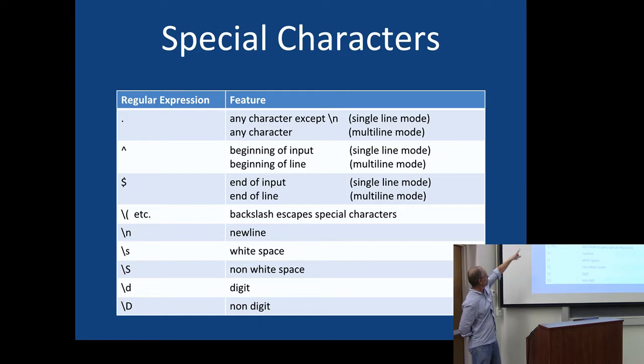There are other special characters, like caret matches the beginning of the line or the beginning of the input, depending on what mode you're working in, and dollar matches the end. So let's say you want to match an entire string, you've got to put caret at the beginning and dollar sign at the end if you want to match the pattern against the entire string and not just a piece of it. There's newline, this is any white space character, this is any non-white space character, that's any digit, that's any non-digit. So those are all details.